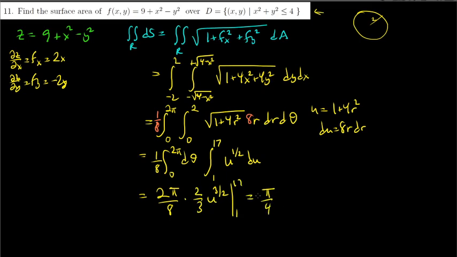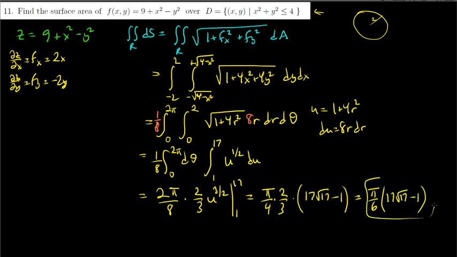Pi over 4 times 2/3 is pi over 6. And then this is just going to be 17 to the 3 halves, so 17 square root of 17 minus 1. So pi over 6 times 17 square root of 17 minus 1. Whatever number that is, right? That's the surface area of that region of that surface, right? Okay.